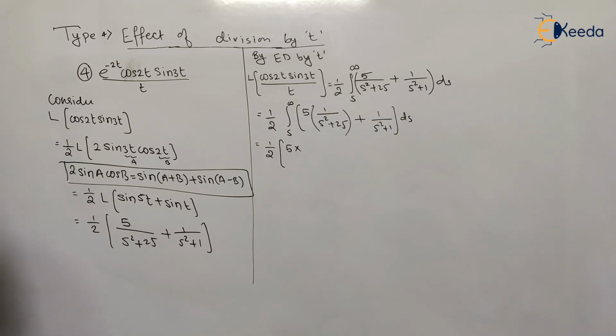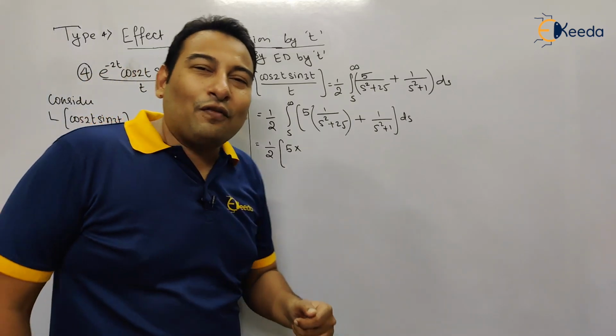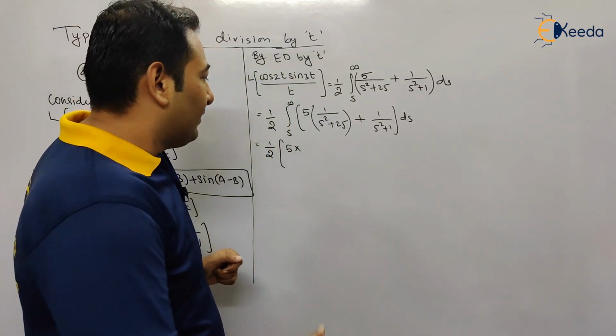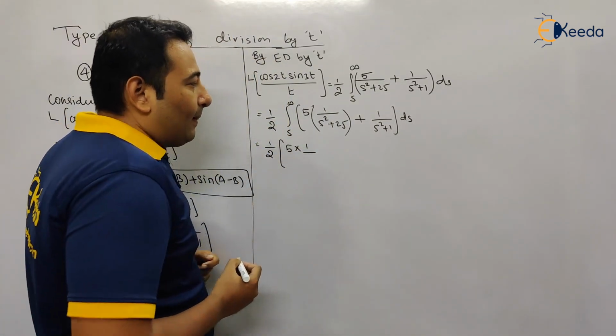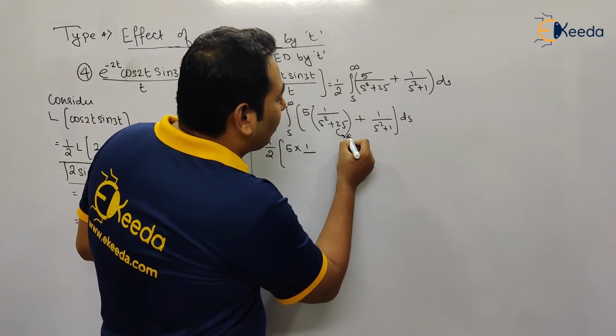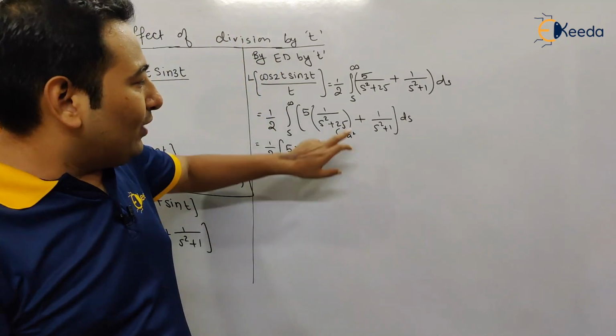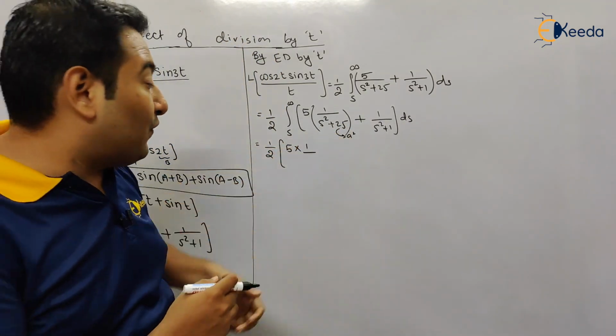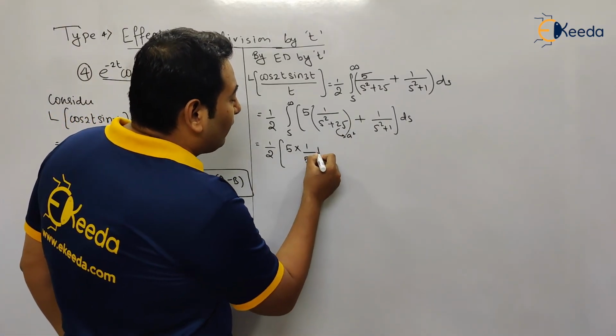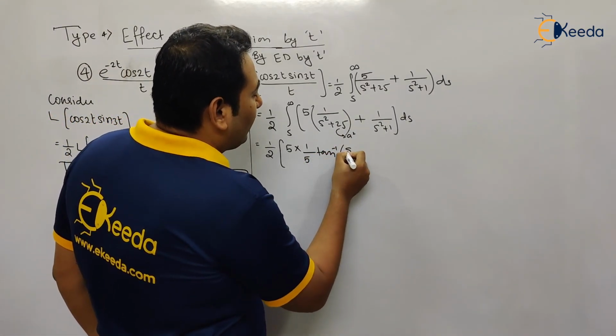What is the formula? 1 upon s square plus a square. 1 upon a tan inverse of s by a. So 1 upon a. This is actually a square, right? So a is square root of this, that is 5. So 1 upon 5 tan inverse of s by 5.